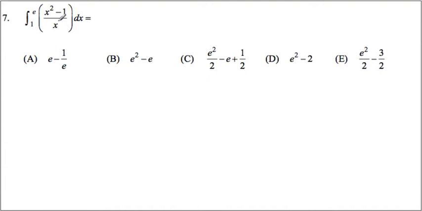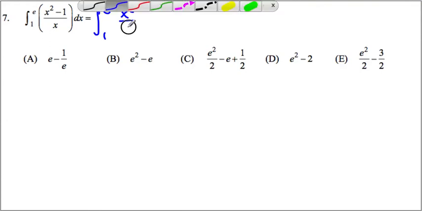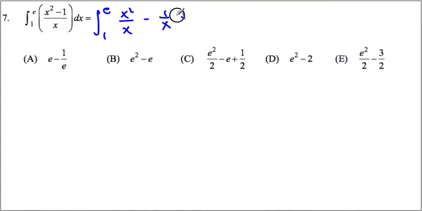How about this? Since the numerator has multiple terms, and the denominator has only one term, what we can do is separate this one into x squared over x minus 1 over x dx. Now x squared over x simply becomes x, minus 1 over x dx. Let's try to integrate this one.